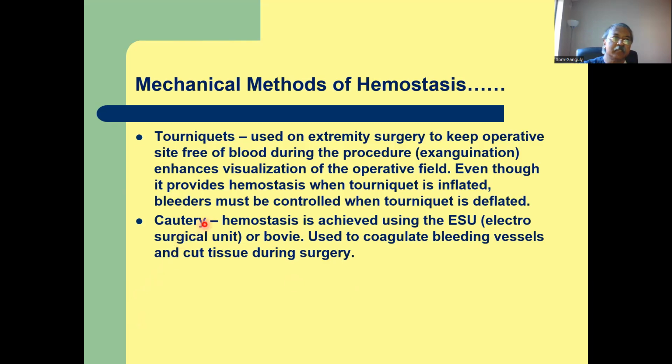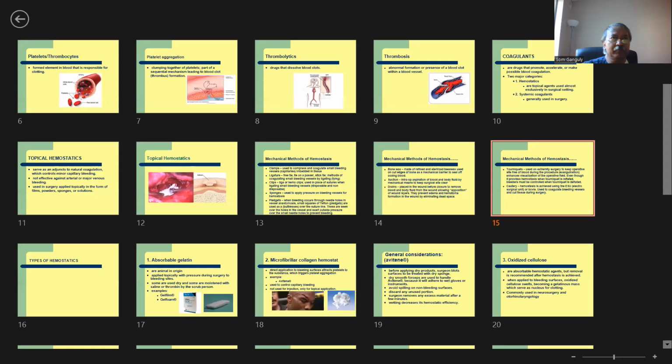And this cautery is always available, and surgeons use it frequently. When they see anything start to bleed, they will use the cautery and coagulate those bleeding vessels and stop the bleeding. So bleeding vessels can be stopped by using electrocautery. It's very, very essential for our surgery today. Mechanical way of hemostasis.